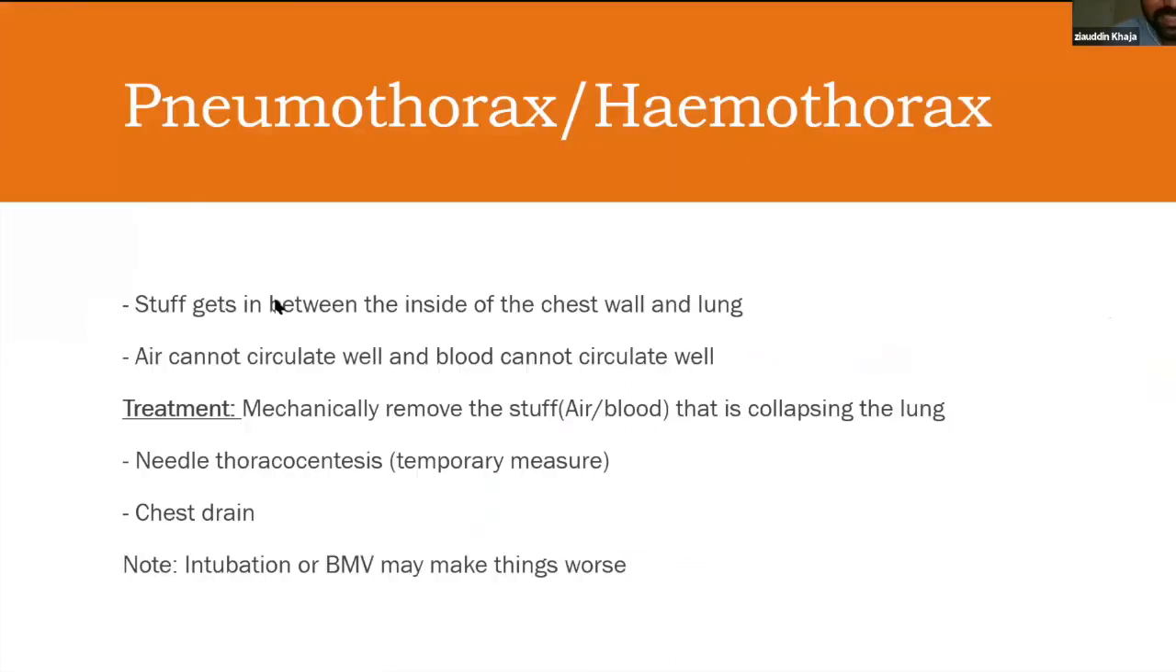Right. So that was pneumothorax. Just briefly discussing this one, I wrote it in the most simple language. It's basically stuff gets in between the inside of the chest wall and your lung, and air cannot circulate properly, blood cannot circulate properly. So the idea is to remove whatever has come in between. It could be blood or air. If it's a hemothorax, it's going to be blood, and that's collapsing the lung. So needle thoracocentesis is a temporary measure. The ultimate one is your chest drain.